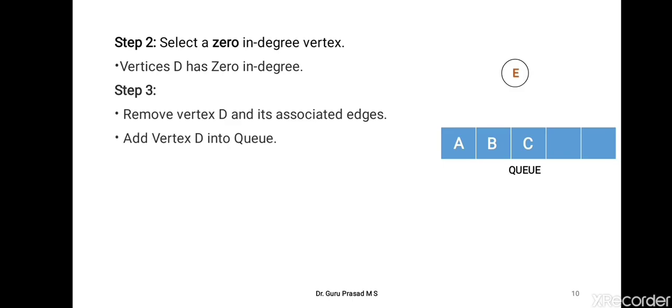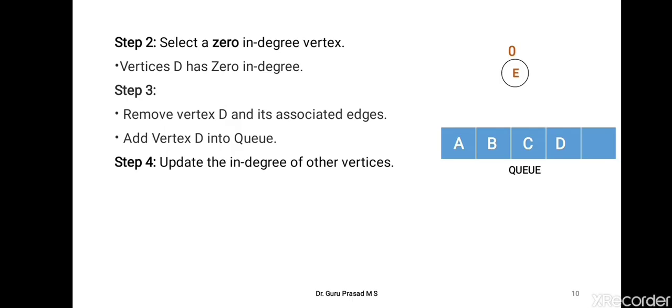Add vertex D into Q. Update the in degree of other vertices. Now the remaining vertex is only E. It does not have any incoming edges, so the in degree of vertex E is 0. Go back to step 2 until all the vertices are added into the queue.